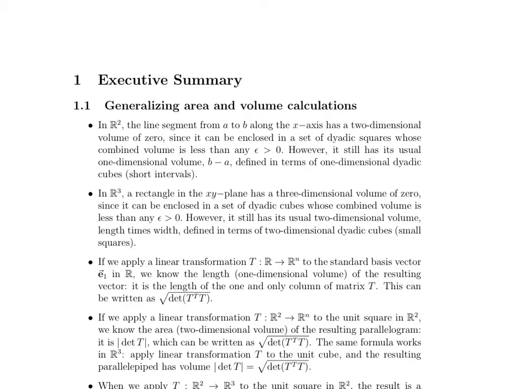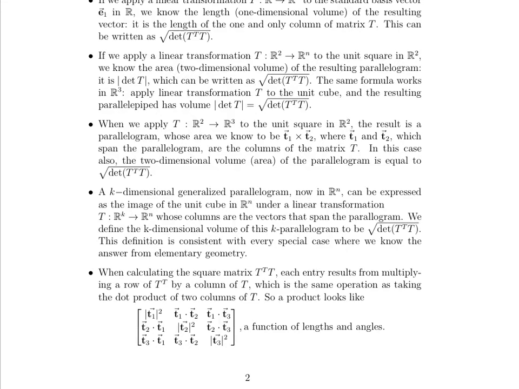Now, of course, if we look a little bit more closely at this R2 example and take a look at a specific T, it goes from R2 to R3, not just Rn anymore. That means that it's going to take the unit square in R2 and map it into a parallelogram that lives in R3. And we can take a look at this matrix T and know exactly what it does to each standard basis vector by looking at the columns of T. The first column will tell us what it does to the first standard basis vector. The second column will tell us what it does to the second standard basis vector. And taken together, those columns span the parallelogram that the unit square gets mapped into.